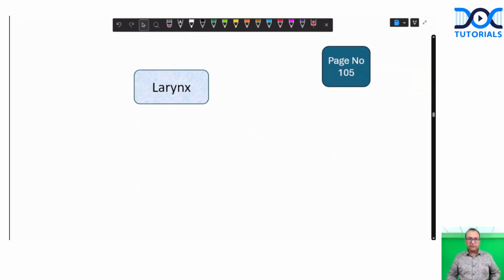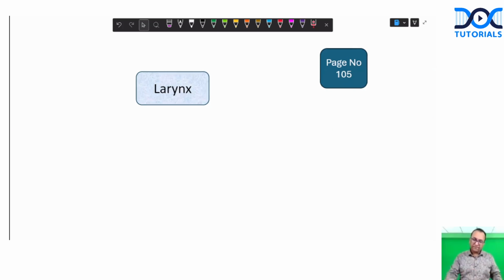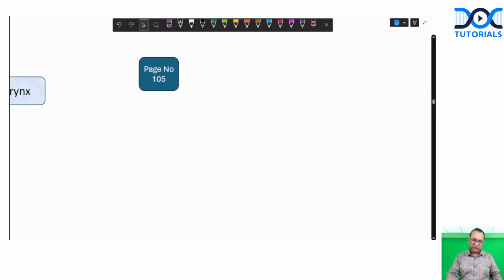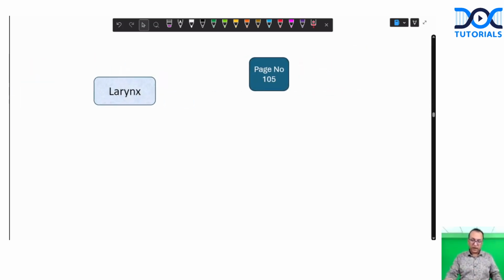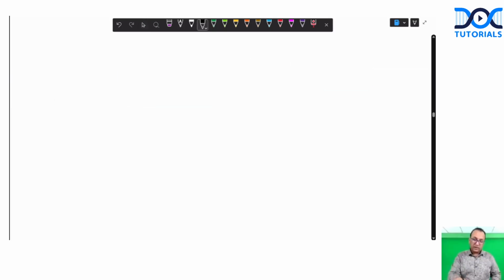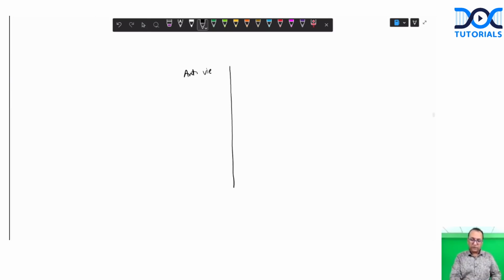The larynx has 9 cartilages, 3 paired and 3 unpaired. Let us look at them. So 3 paired and 3 unpaired, total 9 cartilages in the larynx. Let us look at the larynx to count those. This is page number 105 now in the workbook. Let us look at the larynx from the anterior view as well as the posterior view, because some cartilages cannot be seen from the anterior view. You have to look from the posterior view.